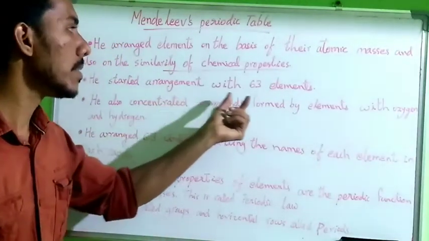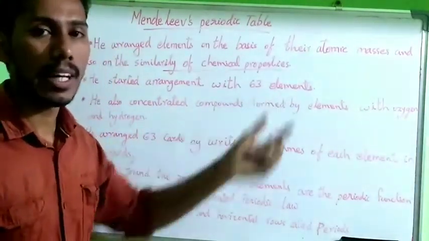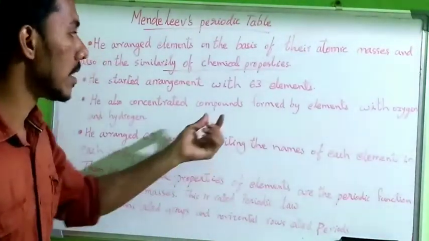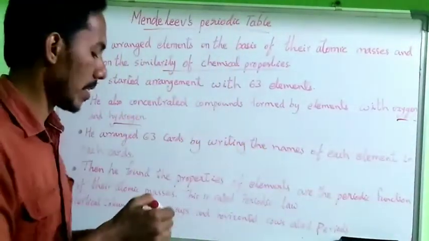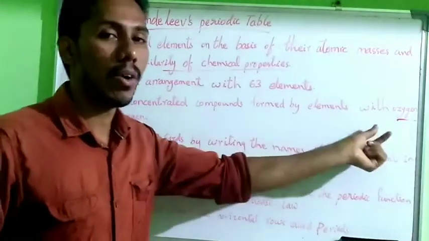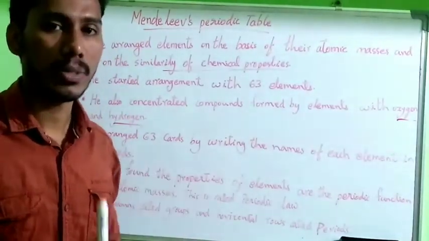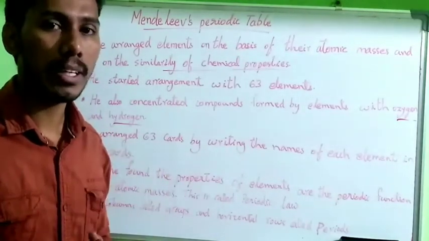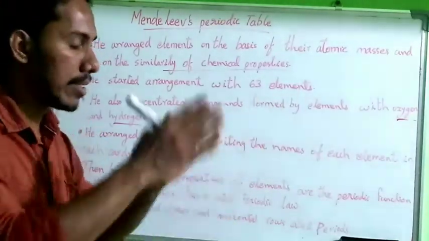Then he started the arrangement with 63 elements. There were 63 elements discovered at that time. Then he also concentrated on compounds formed by elements with oxygen and hydrogen. He conducted a lot of experiments with oxygen and hydrogen, how this element reacts with oxygen and how the other element reacts with hydrogen. He observed it and found the property. Then the elements having the same property were included in a single group.